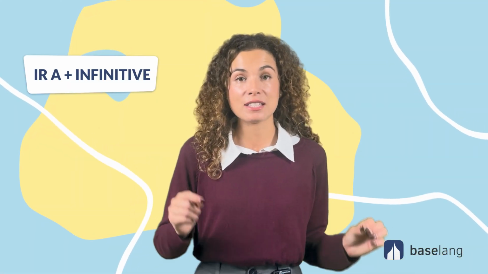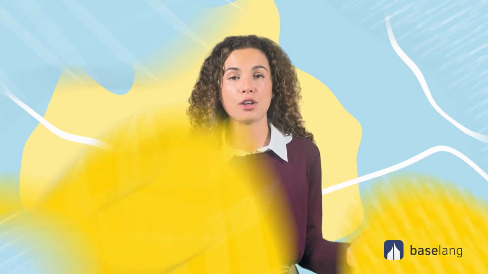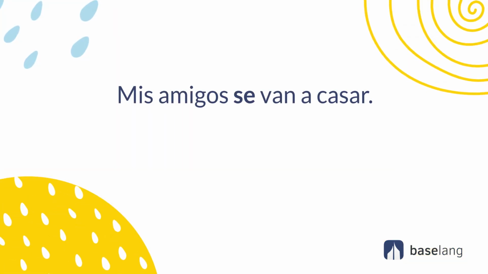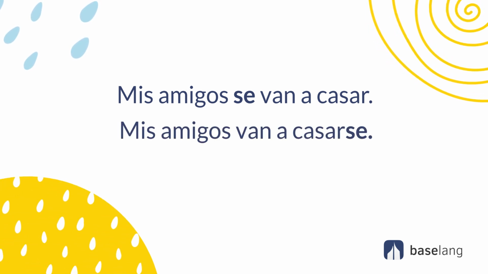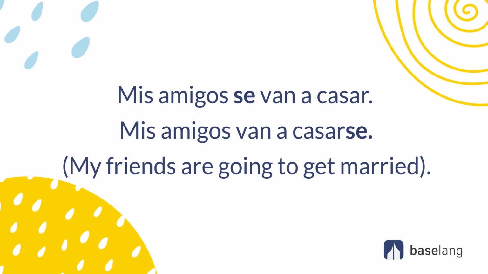With verb combinations like ir a plus infinitive, the reflexive pronoun can go either before the conjugated verb or attached to the end of the other verb. Mis amigos se van a casar, or mis amigos van a casarse. My friends are going to get married.